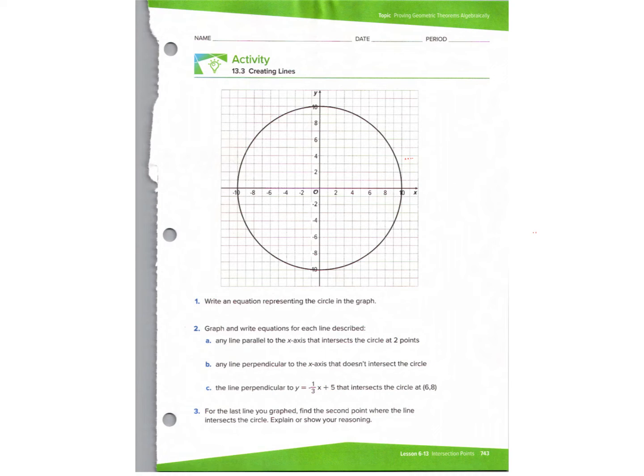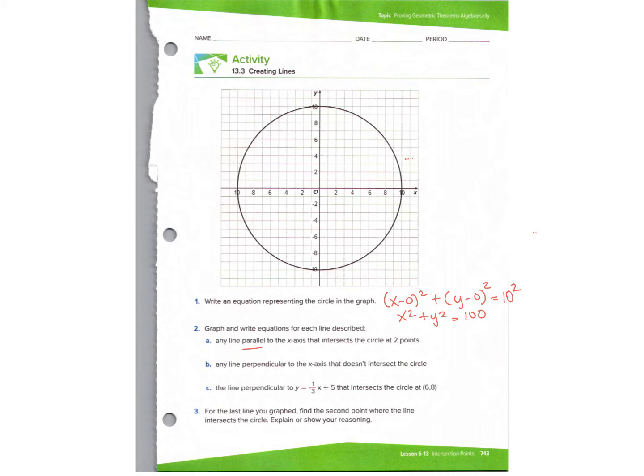It says to write an equation representing the circle in the graph. So I can see that my center is 0, 0. So one way to write it is x minus 0 plus y minus 0. And it looks like my radius is 10, so I could write that as 10 squared or 100. I could also write x squared plus y squared equals 100, for instance. They're all okay.